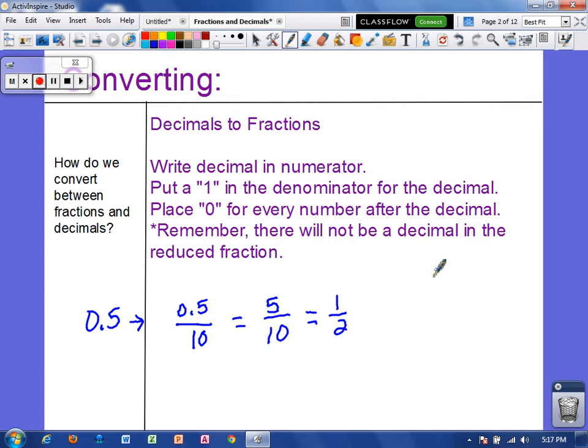If you had a decimal like 0.075, you would put a 1 under the decimal, and then you would put a 0 under every number after that, and then you would just get rid of your decimal, so that would be 75 over 1,000, and then you would just reduce from there.